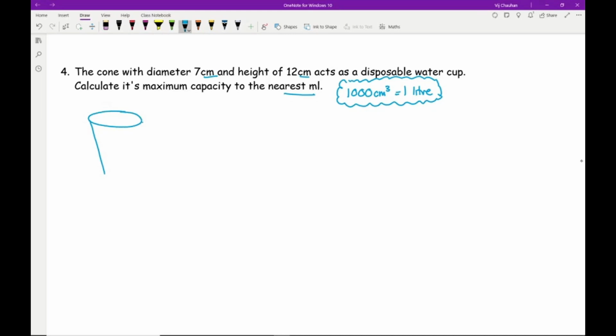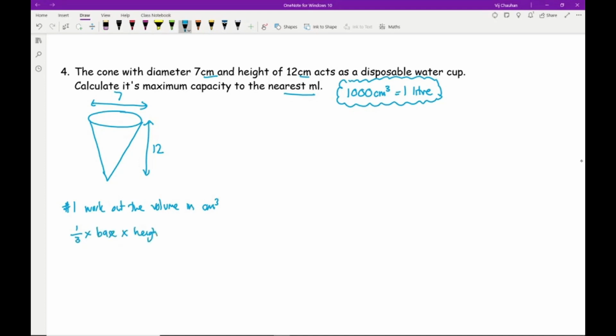Here we've not been given a diagram, so if I wanted to, I could draw a diagram. So here is my water cup, which is in the shape of a cone, and it says that the diameter is 7 and the height is 12. And so what I need to do first is work out the volume in centimetre cubed of the cone. So the volume is going to be 1/3 times the base times the height.